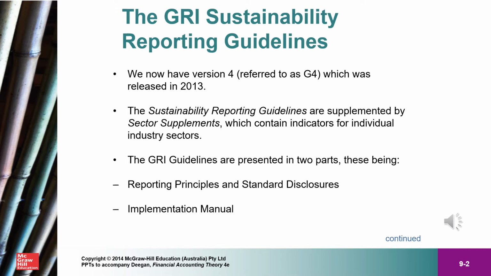GRI Sustainability Reporting Guidelines now have 4 versions, the latest of which was released in 2013. The Sustainability Reporting Guidelines are supplemented by sector supplements, which contain indicators for individual industry sectors. The GRI guidelines are presented in 2 parts. Namely, number 1, reporting principles and standard disclosures, and the second one, the implementation manual.